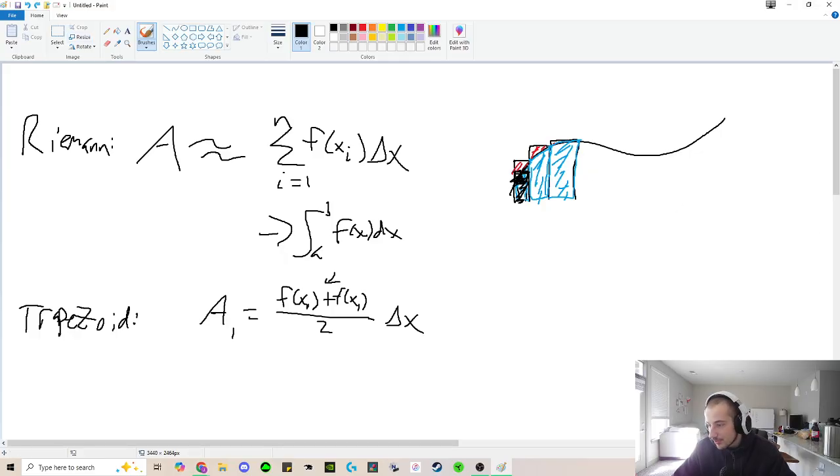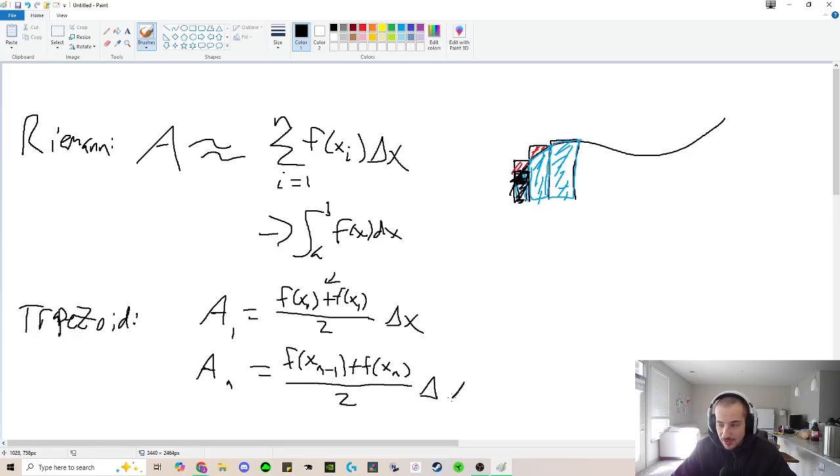So this is going to be our trapezoid. And so for any of them, we're going to have this guy plus this guy, and then A_N, any general N, is going to be f of the previous one, x_{N-1}. Sorry, let me make sure I'm writing this correctly. Writing with a mouse is very hard. Plus f of x_N, over 2, times delta x.